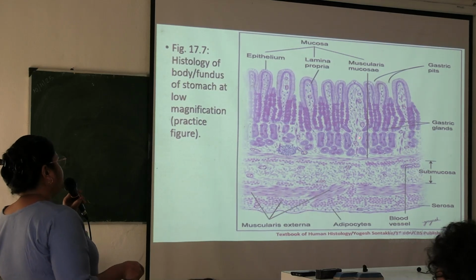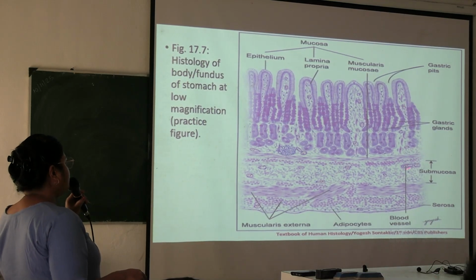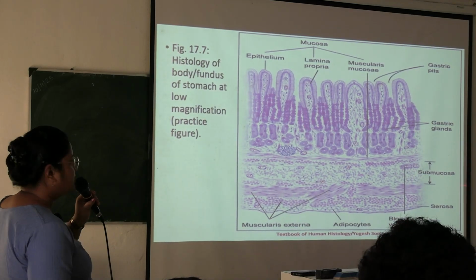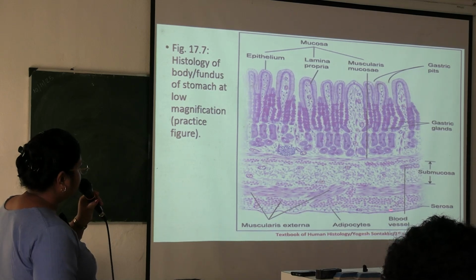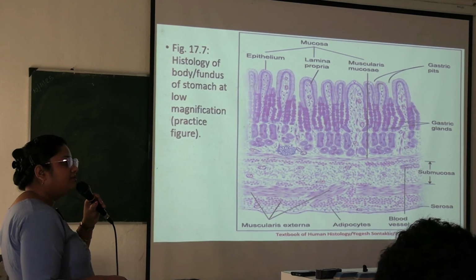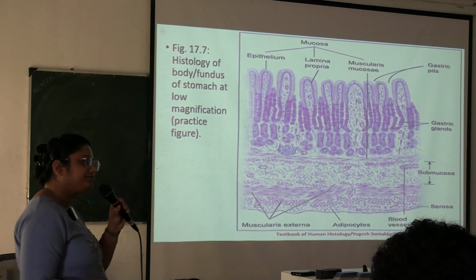Here is the lamina propria. This is muscularis mucosa, inner circular, outer longitudinal. Here is the serosa, containing sections of blood vessels, nerves like this. And these are the muscularis externa. Three layers: inner oblique, middle circular, outer longitudinal, outermost serosa. Okay.